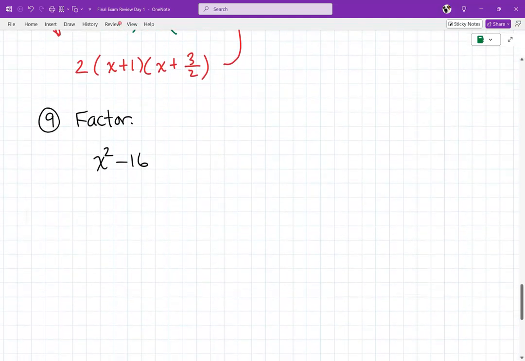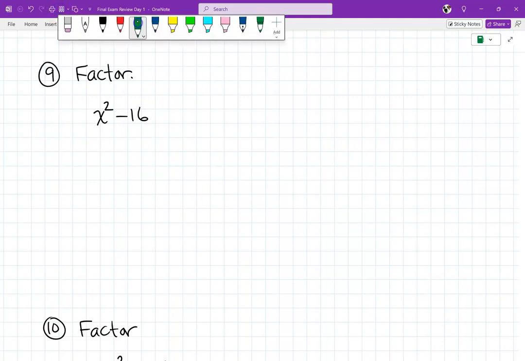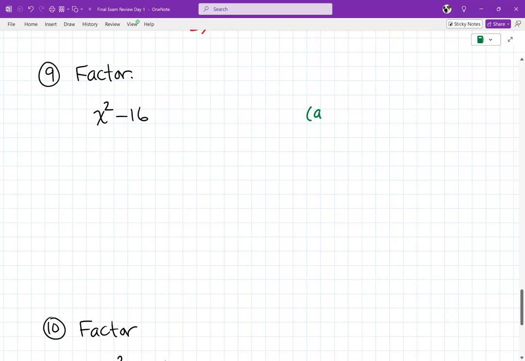Question 9. Now this is a difference of two squares. You should be able to notice it right away because it's only two terms. It's a difference, and both terms can be written as something squared, right? Now, just to remind you about that formula, something squared minus something squared. Okay, so a squared minus b squared would be a minus b, a plus b. Just automatically you write that.